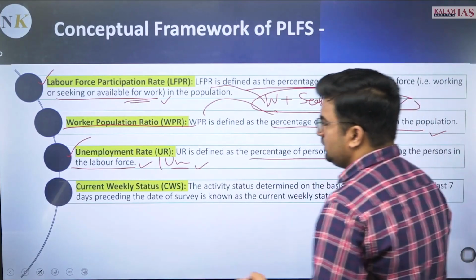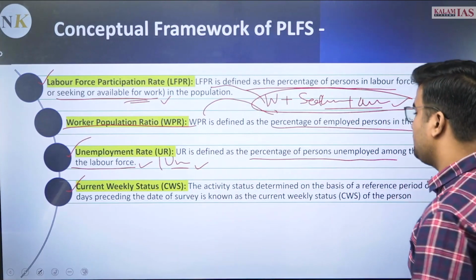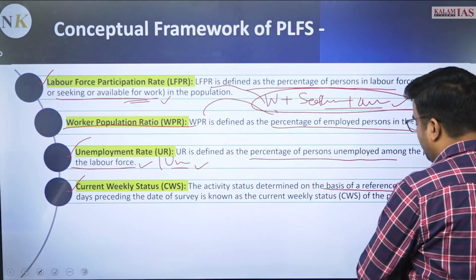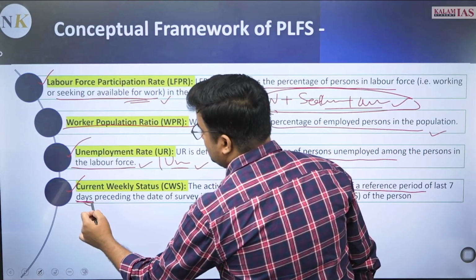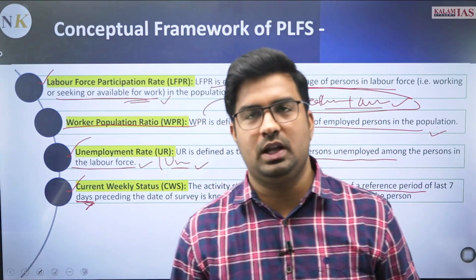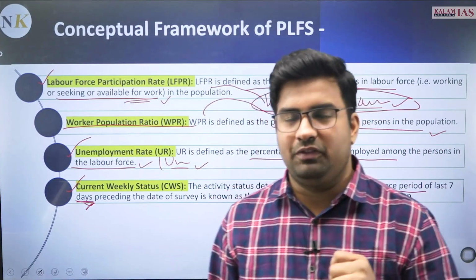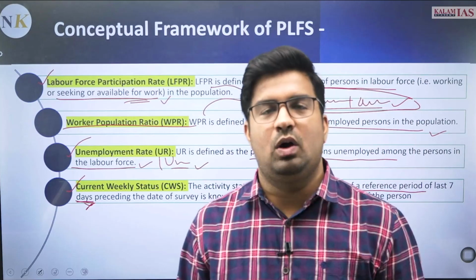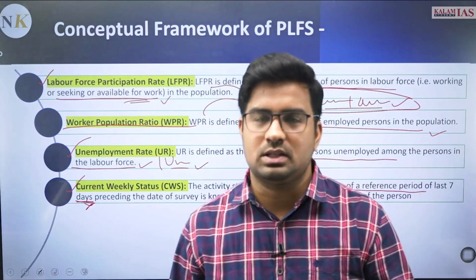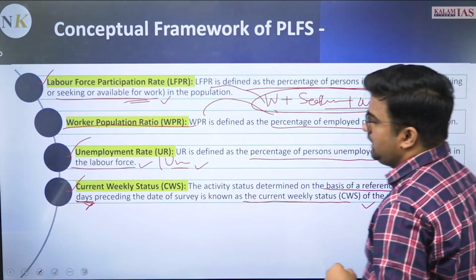Apart from it, the current weekly status, the activity status, is determined on the basis of a reference period of the last 7 days. This is the key component. If somebody has worked for 1 day or 2 days in the last 7 days, he will be considered employed. If he has not got even a single day or a single hour of work, he won't be counted as employed. This is the context here. Now, that is how the current weekly status is worked out.